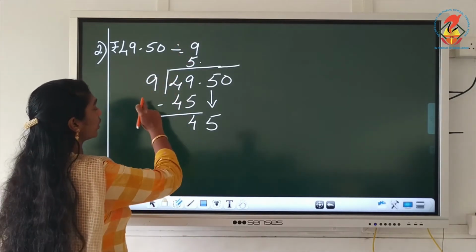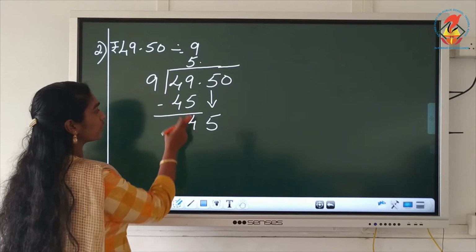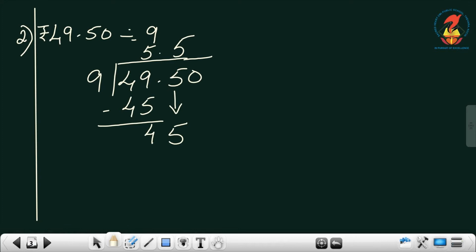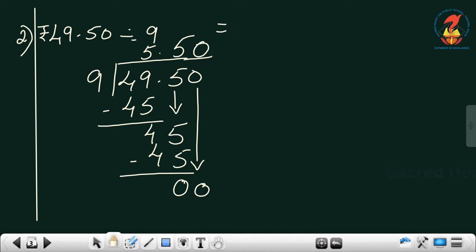Okay. So, what do you get? Now you are getting 45. We already found out 9 table. Where you are getting 45? 5 9s are 45. So, 5 9s are 45. Again, when you minus, you get 0. Bring down 0. 0 is smaller than 9. It doesn't go in 9 table. What should we do? Immediately put 0. So what is the answer? Rupees 5.50. 5 rupees 50 paise.